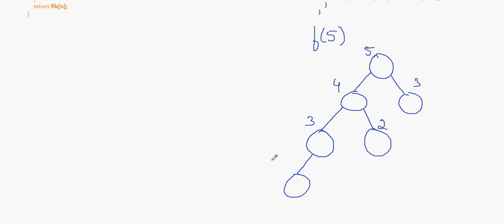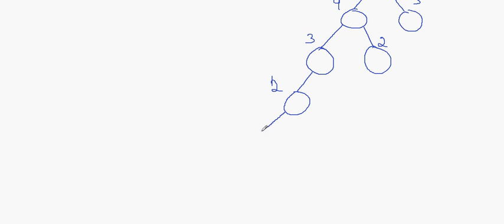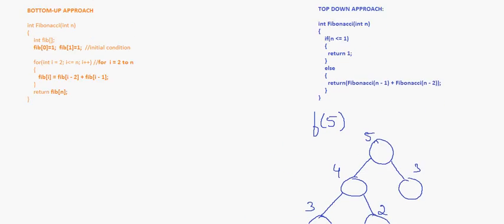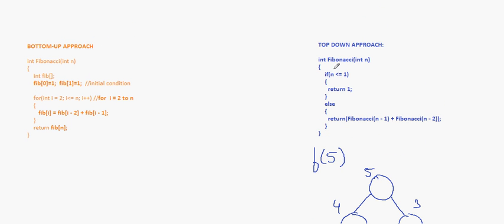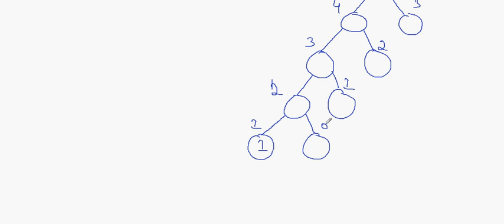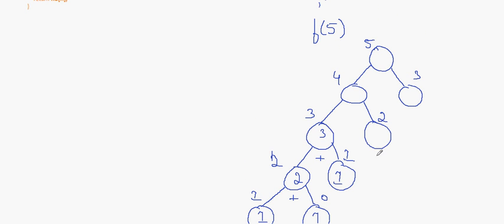Fibonacci of 3 is Fibonacci of 2 plus Fibonacci of 1, and Fibonacci of 2 is Fibonacci of 1 and Fibonacci of 0. Fibonacci of 1 is 1, because if n is less than or equal to 1, then return 1. So 1 returns 1 here, and 0 is less than 1, so it's 1. We have one addition here: 1 plus 1 is 2, and Fibonacci of 1 is 1. So 2 plus 1 is 3. Fibonacci of 2 here is again Fibonacci of 1 and Fibonacci of 0, so it's again 1 plus 1 is 2, and then Fibonacci of 4 is 3 plus 2 is 5.